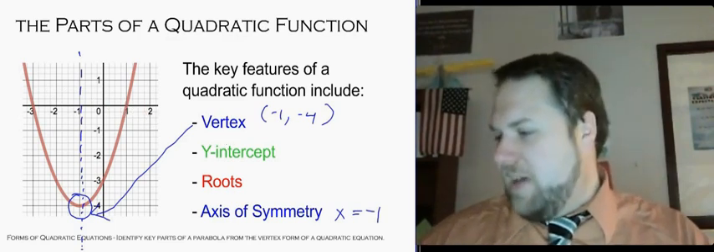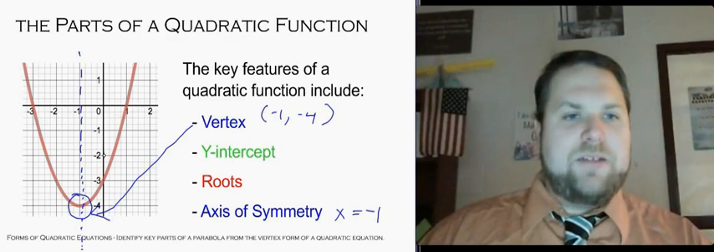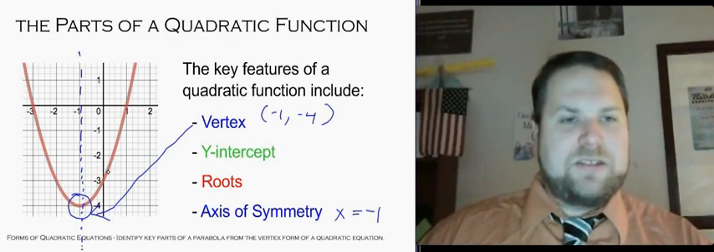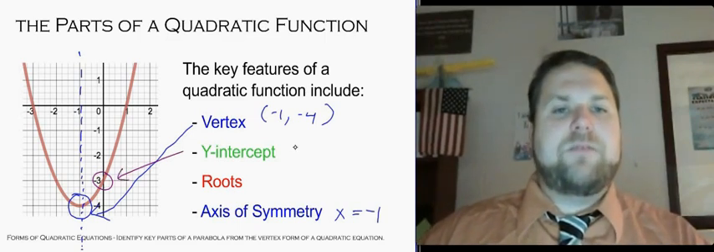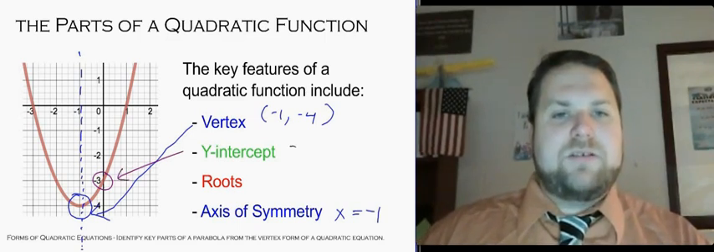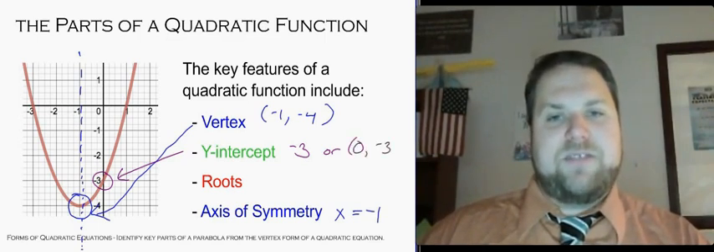We also have our y-intercept. That's where this thing crosses the y-axis. So right there would be our y-intercept. And the y-intercept can be written two ways. We can either just give the y value, or you don't have to write both of these. You can just pick whichever one you like better. Or we can give its coordinates, which in this case would be (0, -3).